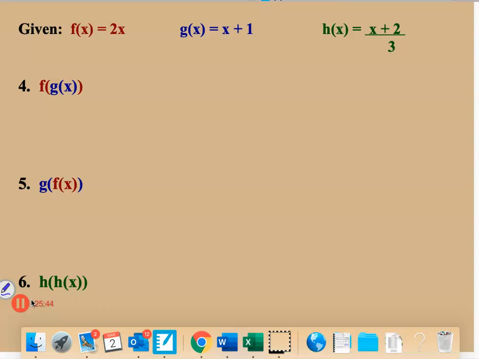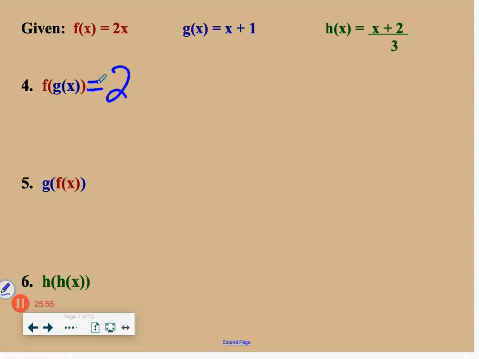So, for the first one, remember, composition is not multiplying. Composition is substitution. You're substituting the x in your f of x function with the whole g of x function, right? So think of it as my f of x is 2 times something. What do I put in for that something? In this case, it's g of x, which is x plus 1. So f of g of x, if you distribute, is 2x plus 2.